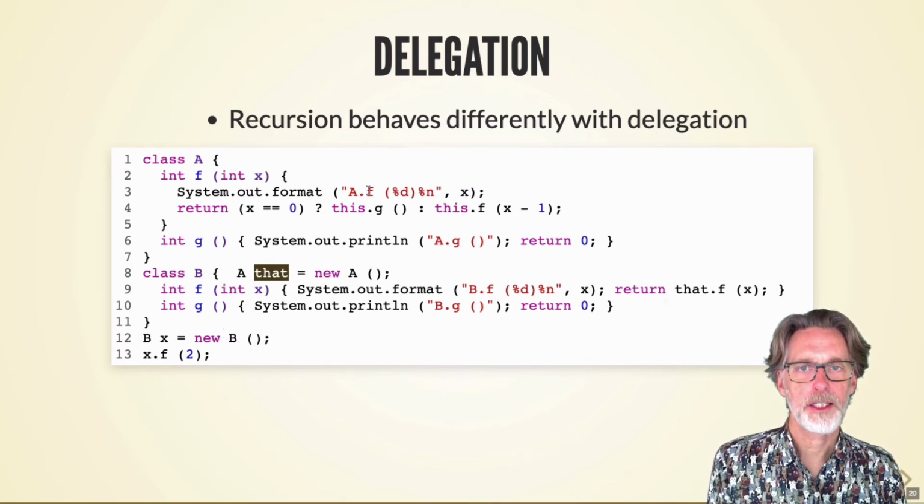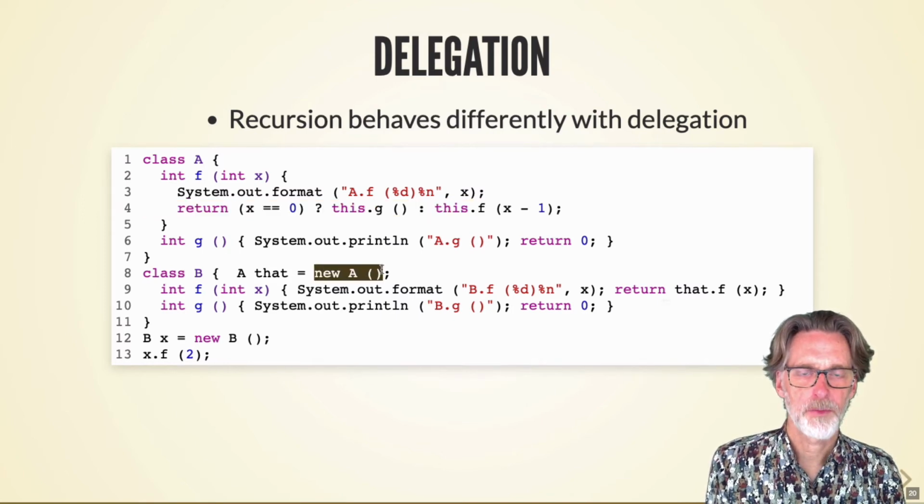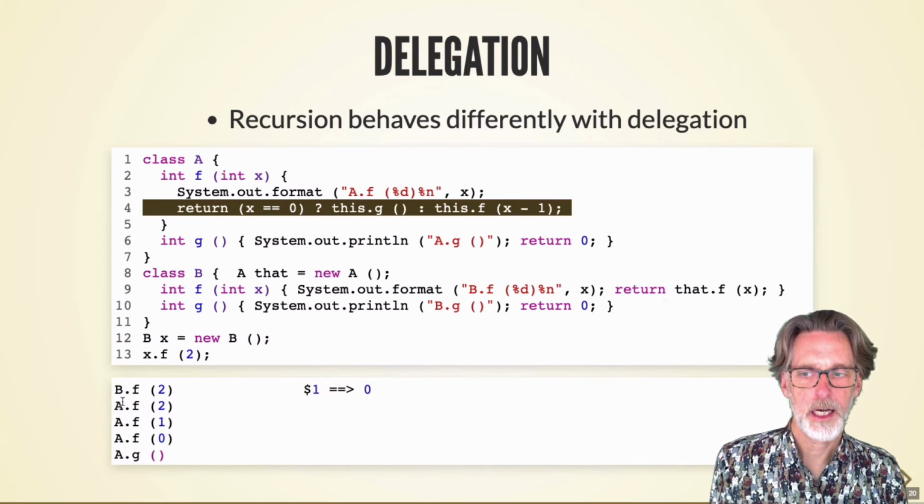So when f is invoked here on line 4, it's invoked on an object that is both statically and dynamically of class A. And therefore, the recursive call here will simply recur on A of f directly. And you can see that in the output.